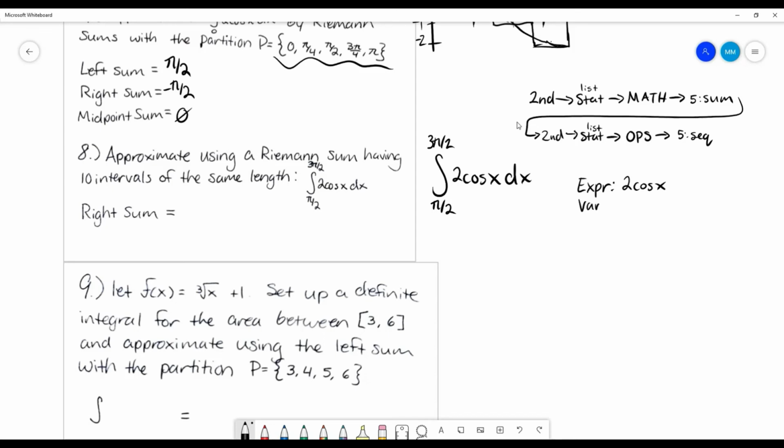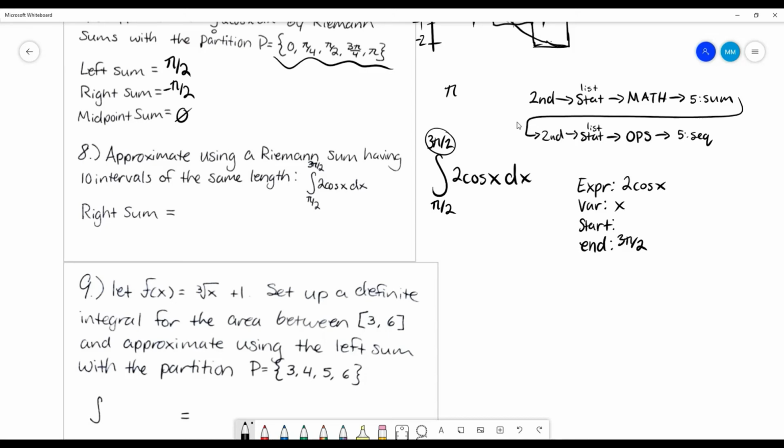For our variable, we're going to put in x. Our starting point, this is a right sum, so we're not going to include that first pi over 2. But our end point, we know, will be that high point there. So we know our end point will be 3 pi over 2. The distance between 3 pi over 2 and pi over 2 is a distance of pi.